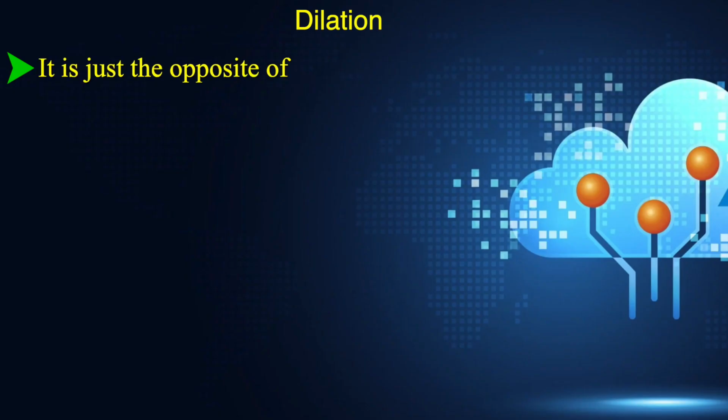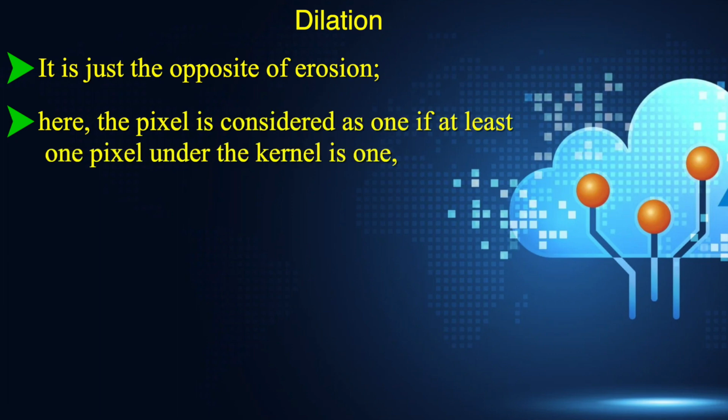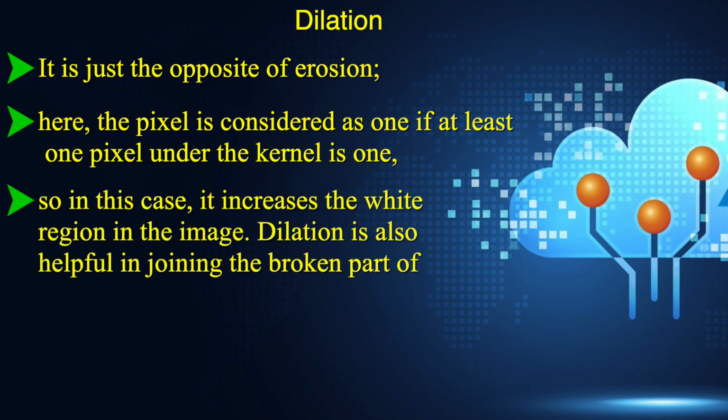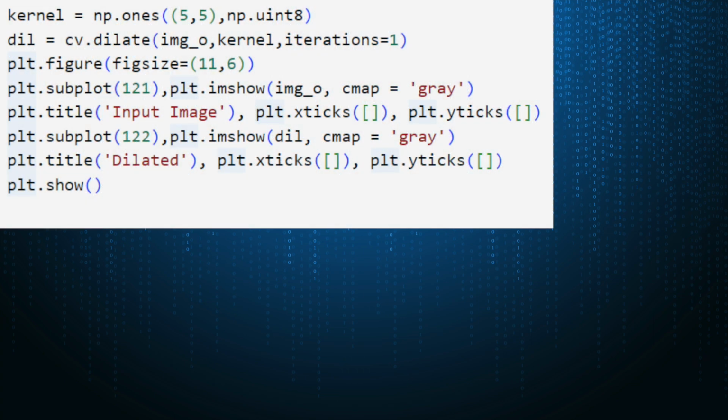Dilation is another filter which is the opposite of erosion. Here a pixel is considered as 1 if at least one pixel under the kernel is 1. In this case it increases the white region of the image. Dilation is very helpful in joining the broken parts of objects. Here I have used the dilate command from the OpenCV library. Similar to erosion, you can apply the dilate command and show both of the images using the subplot command.